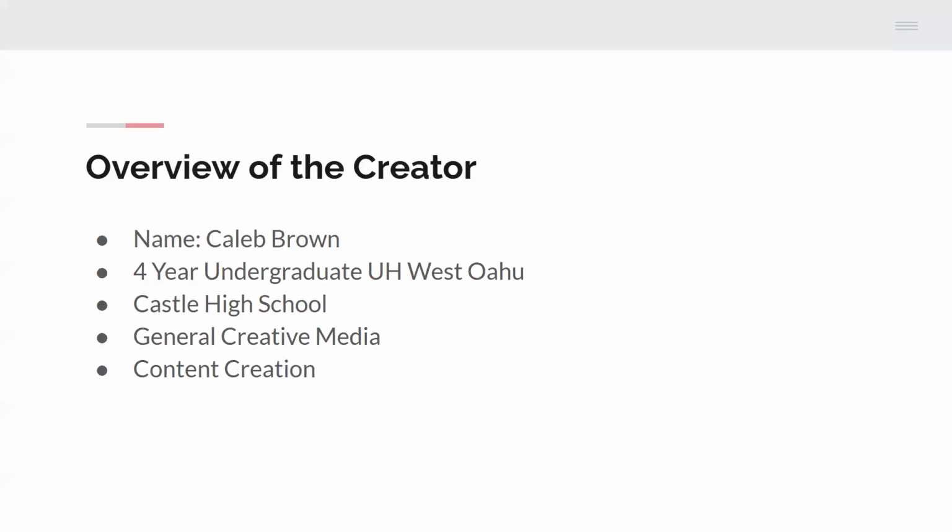So a little bit about me is, of course, my name is Caleb. I am a four-year undergraduate here at West Oahu, and I graduated from Windward Community College with my associate's degree, and I came from Castle High School. At the moment, I am just a general creative media major dealing with all sorts of content creation, whether it's film, audio, image, game design, anything.